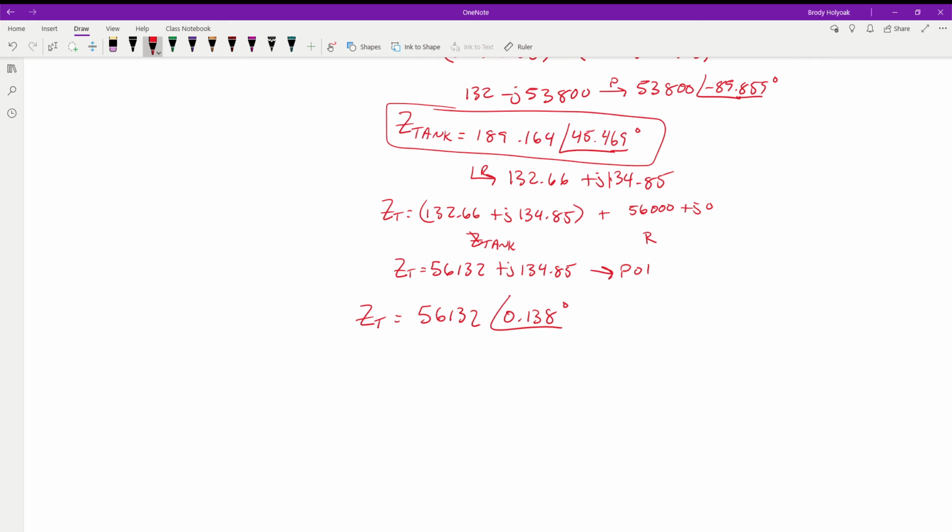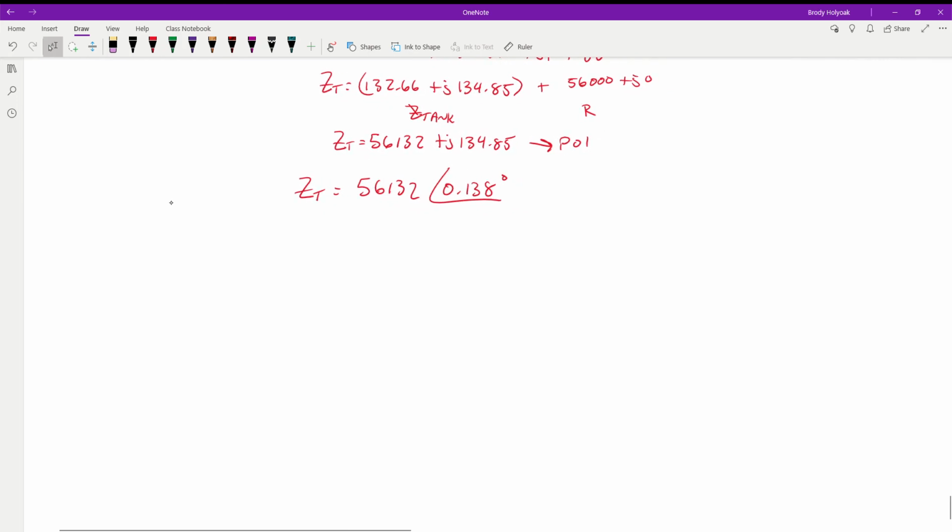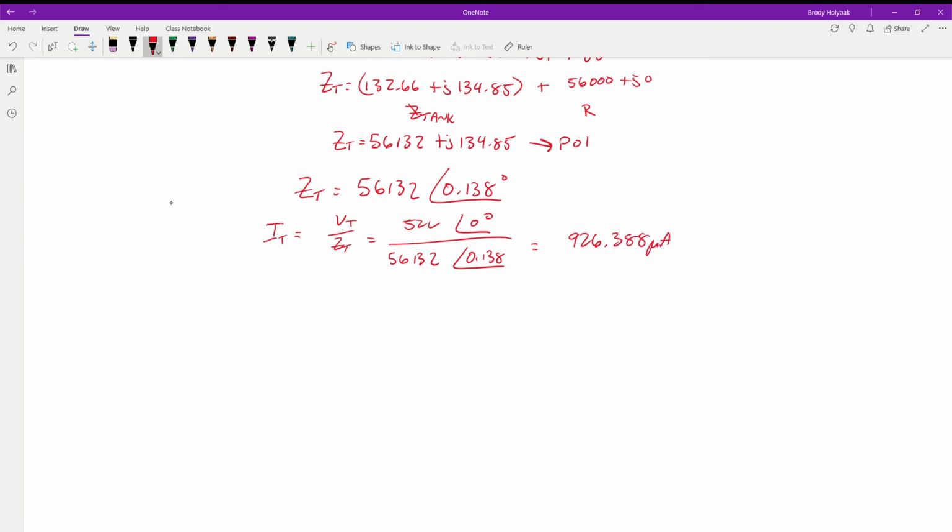And so now that we have that, we can solve for the current total. Remember, this is the voltage total divided by the impedance total. So we have 52 volts at 0 degrees, and then the 56,132 at 0.138. And that gives us a grand total of 926.388 microamps at an angle of negative 0.138 degrees.